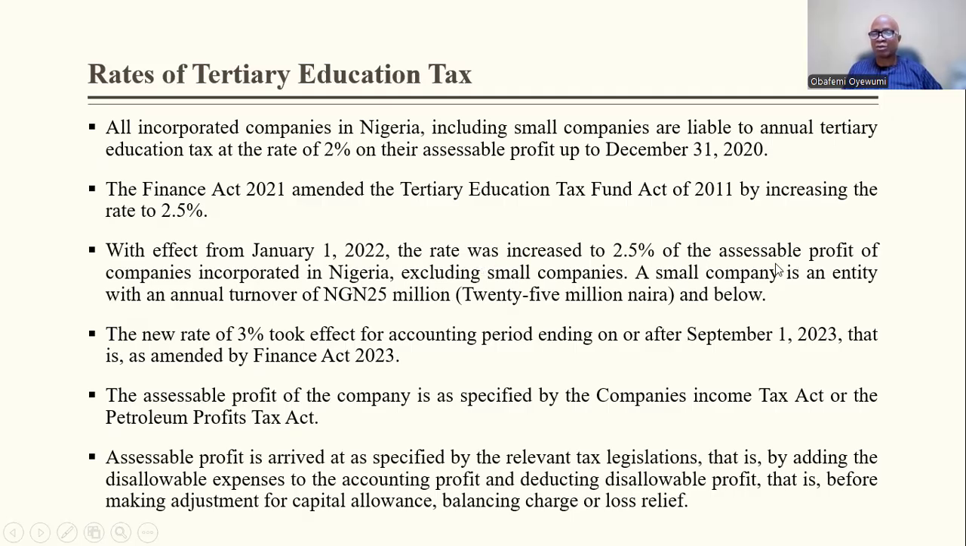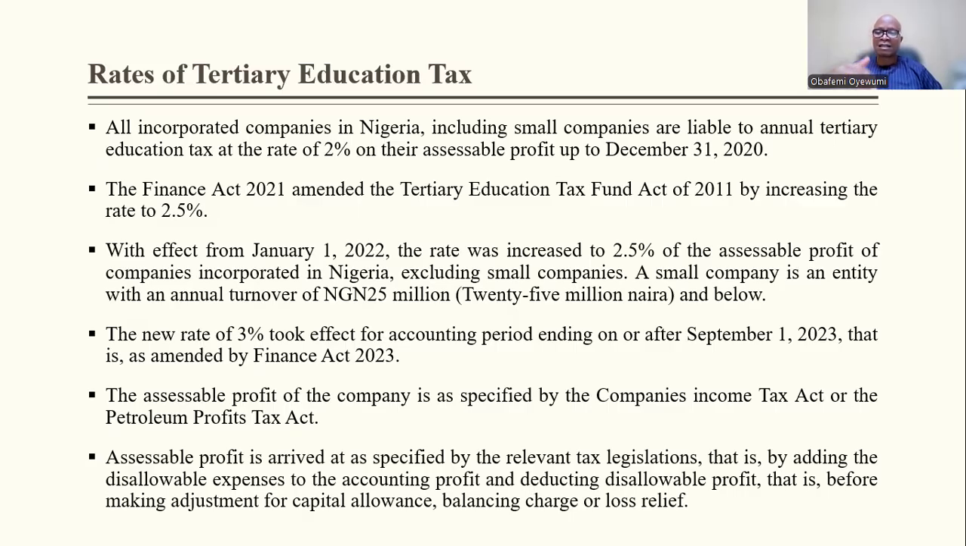That's on the accessible profit of companies incorporated in Nigeria, excluding small companies. Before now, all the companies were meant to be paying tertiary education tax. But as soon as the Finance Act 2021 was promulgated, what happened thereafter? Enacted into law, using the right language.